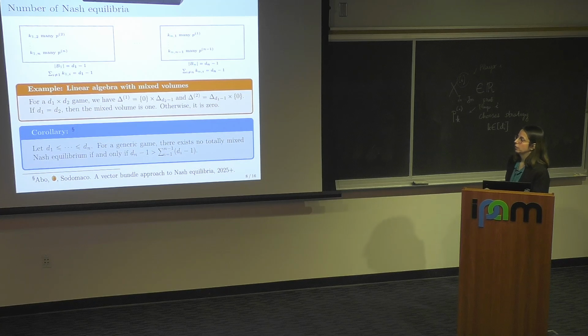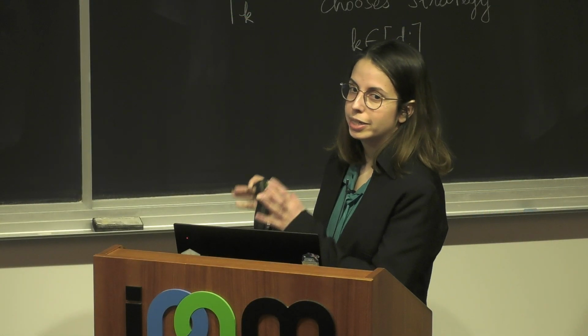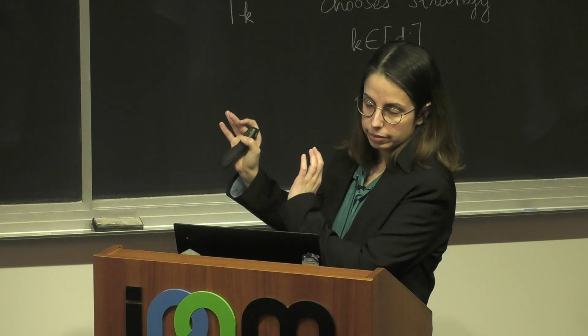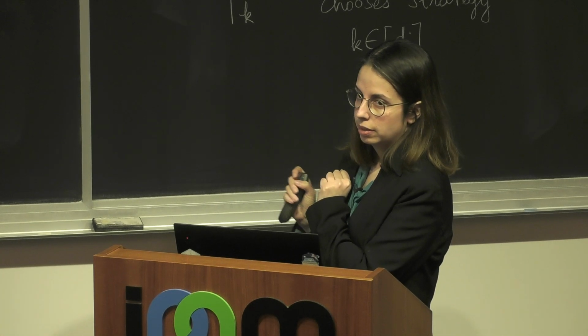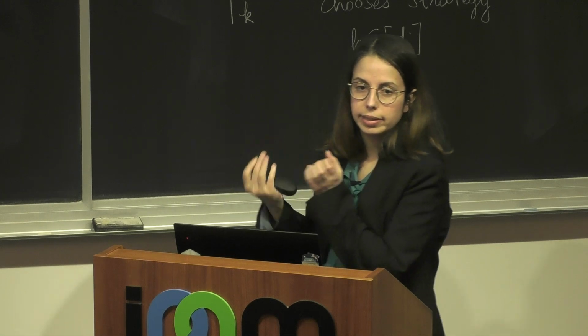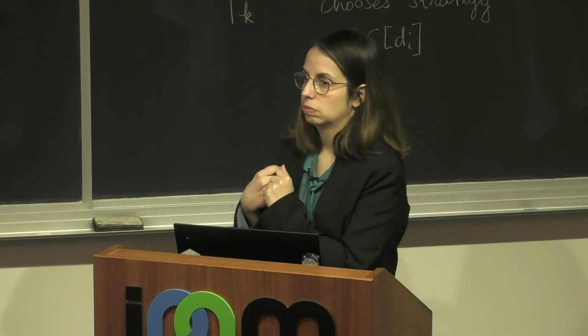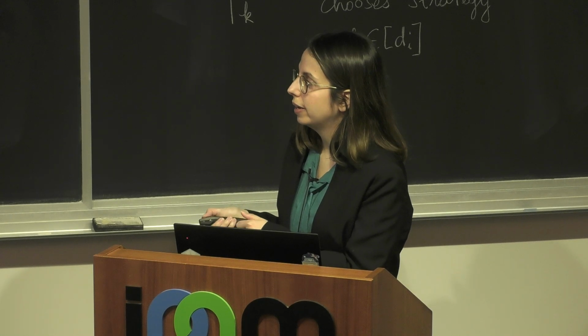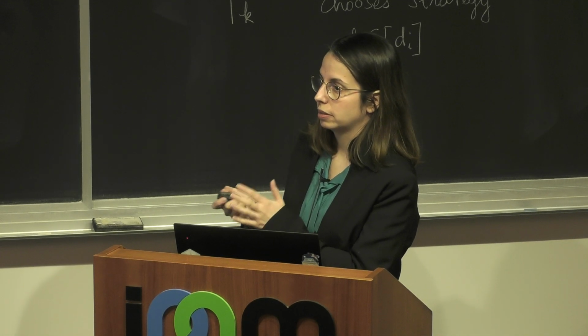And in particular, if you have an n-player game where you order your number of strategies from D1 to Dn, for a generic game, there exists no totally mixed Nash equilibrium if and only if Dn minus 1 is bigger than the sum of all other strategies minus n plus 1. So if one of the players has too many strategies, more than the sum of the other players, then it's somehow unbalanced, and you don't get any strictly positive Nash equilibrium. And this is really an intersection theory problem in the end. This is a very nice description.